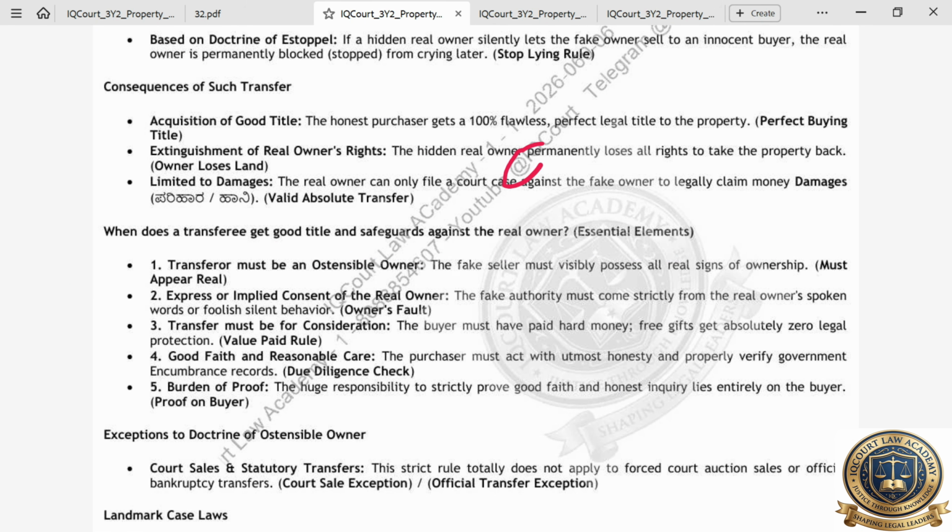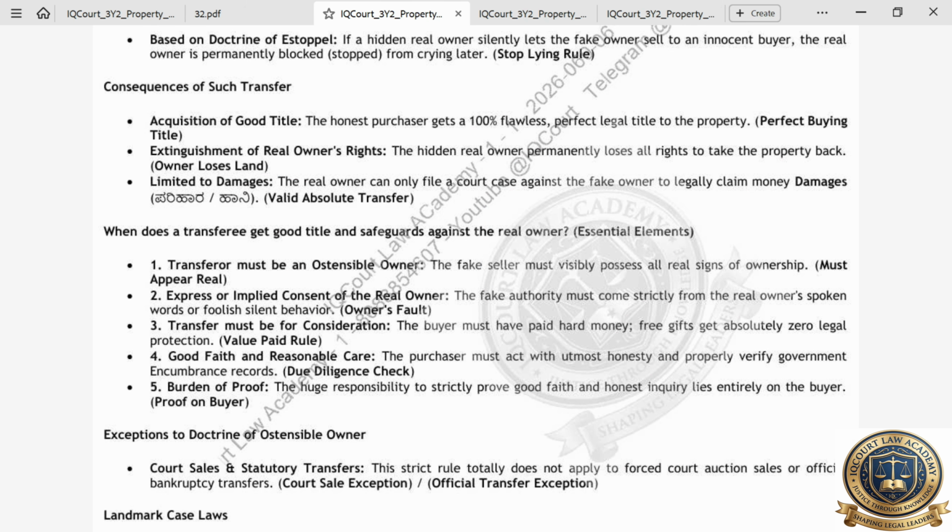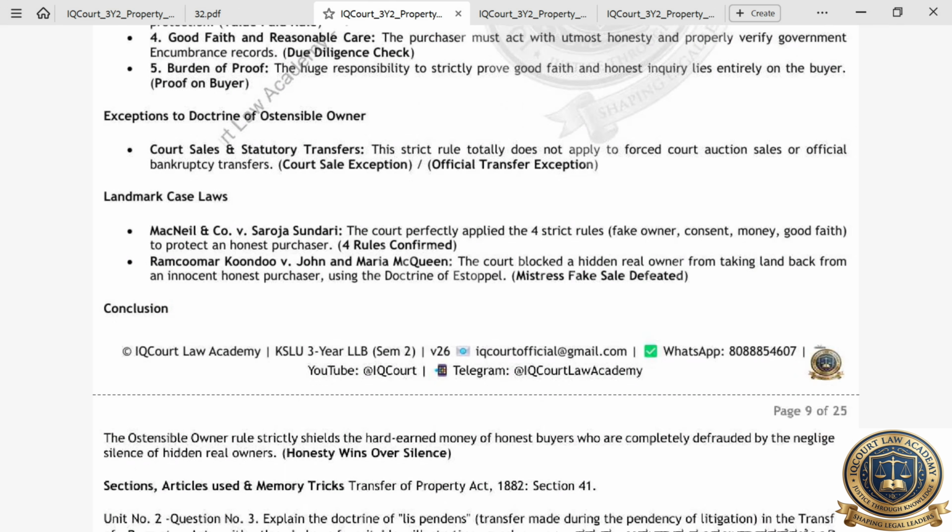If the girlfriend and son both together plan to cheat this father, then the girlfriend will not get it. So it should be bought in good faith. So landmark case laws you have to write.